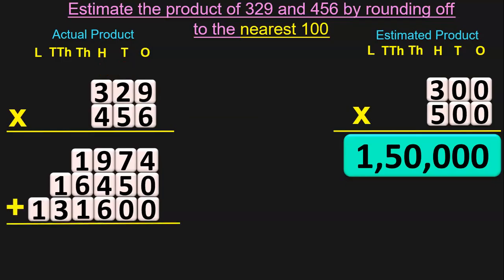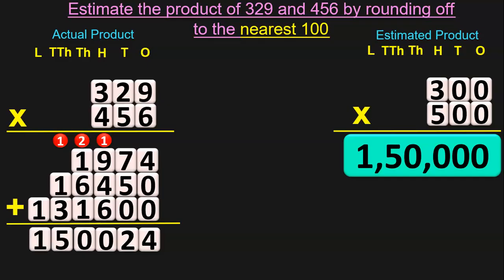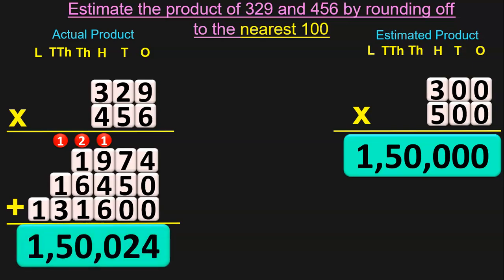The next step is to add all these products. From ones place, you'll have to add 4 plus 0 is 4. 7 plus 5 plus 0 is 12. 2 carry over 1. 1 plus 9 is 10. 10 plus 4 is 14. 14 plus 6 is 20. 0 carry over 2. 2 plus 1 is 3. 3 plus 6 is 9. 9 plus 1 is 10. 0 carry over 1. 1 plus 1 is 2. 2 plus 3 is 5. And 1 in the lakhs place can be written and taken down. So what will you get? 1,50,024. It is very much close to our estimation. So our method of estimation has been correct.